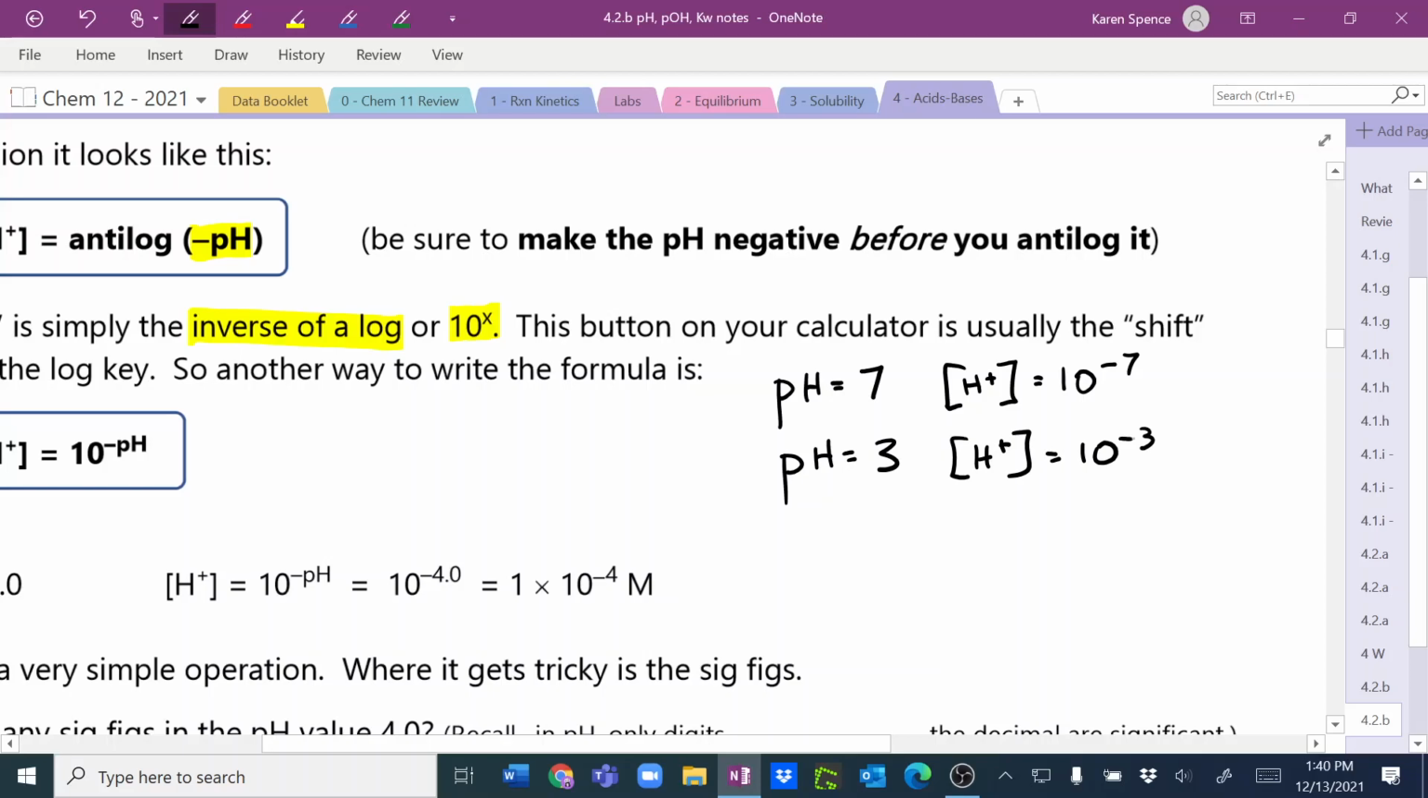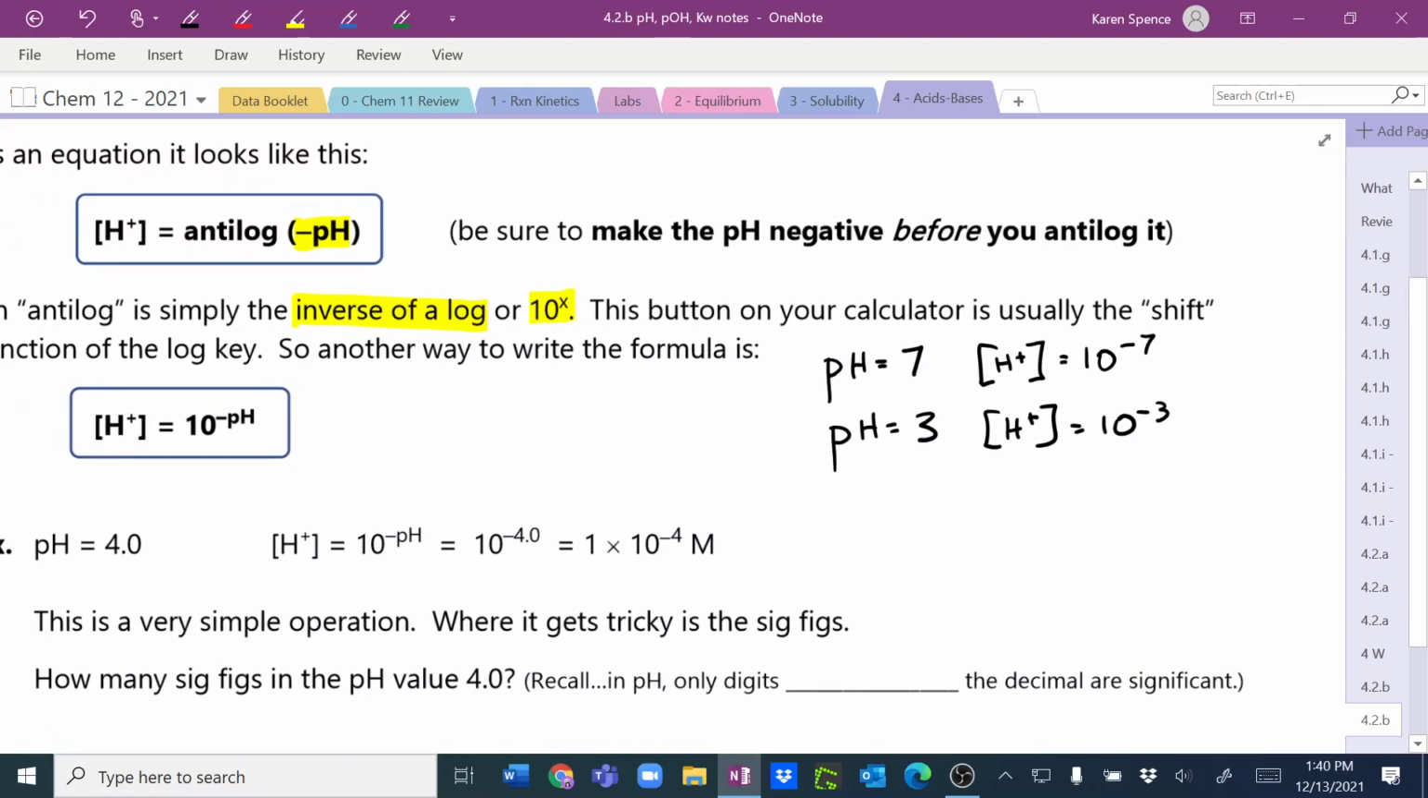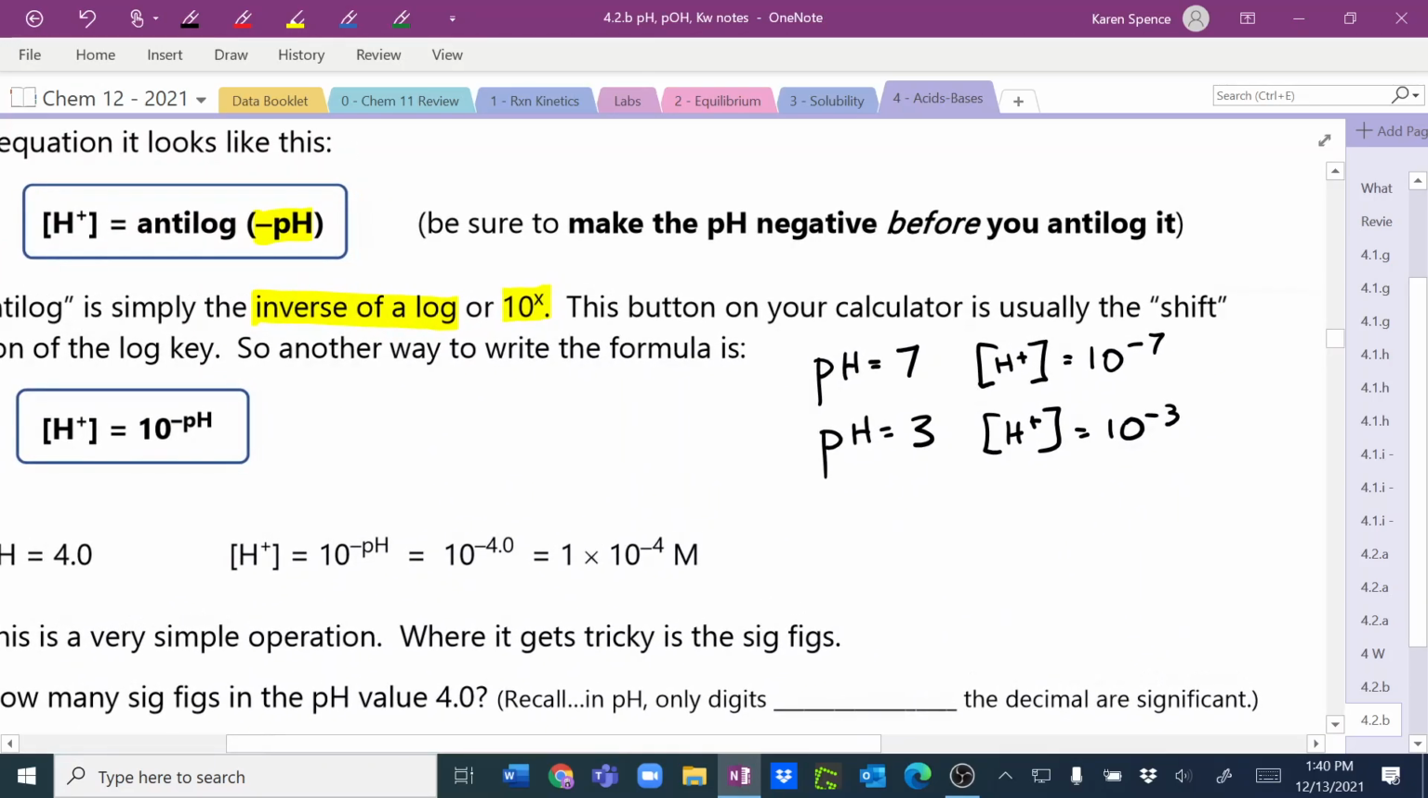So basically what I'm doing is taking 10 and raising it to the power of the negative of the pH. This is the formula that I find most of my students prefer, also because on your calculator you will probably find a 10 to the x button. And if you cannot find such a thing, let me know. It's usually the second function of the log button.